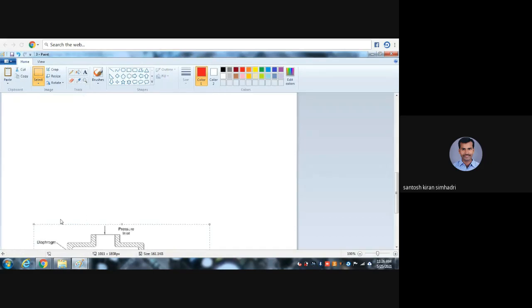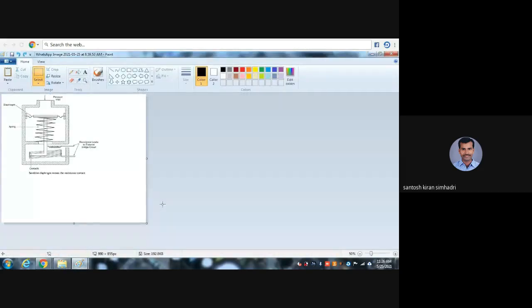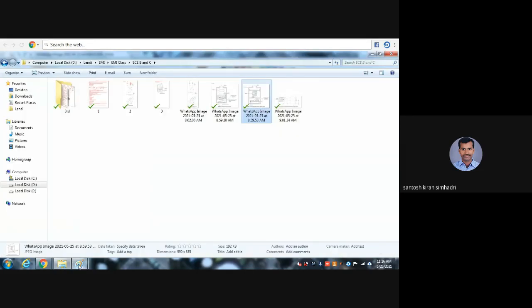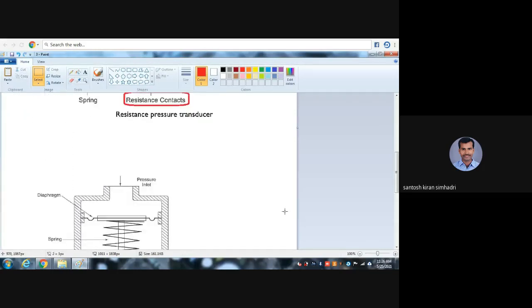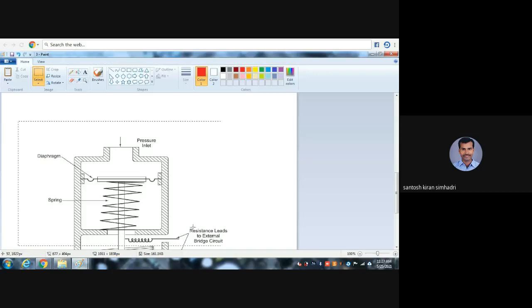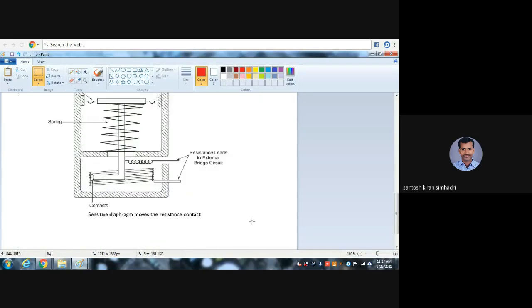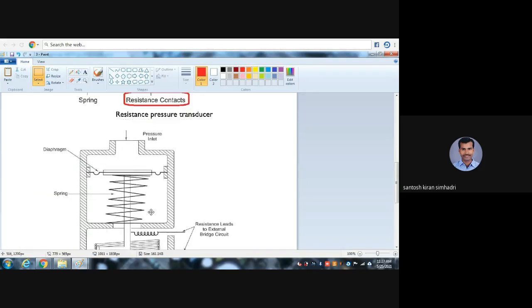See here, if necessary you can extend this one, because that is visible. Control Z. Okay, I will save here. Control C. Then I will come back to the original slide and paste here. This is the exact explanation about this resistive pressure transducer. If necessary, I will extend it. Just give me some time.